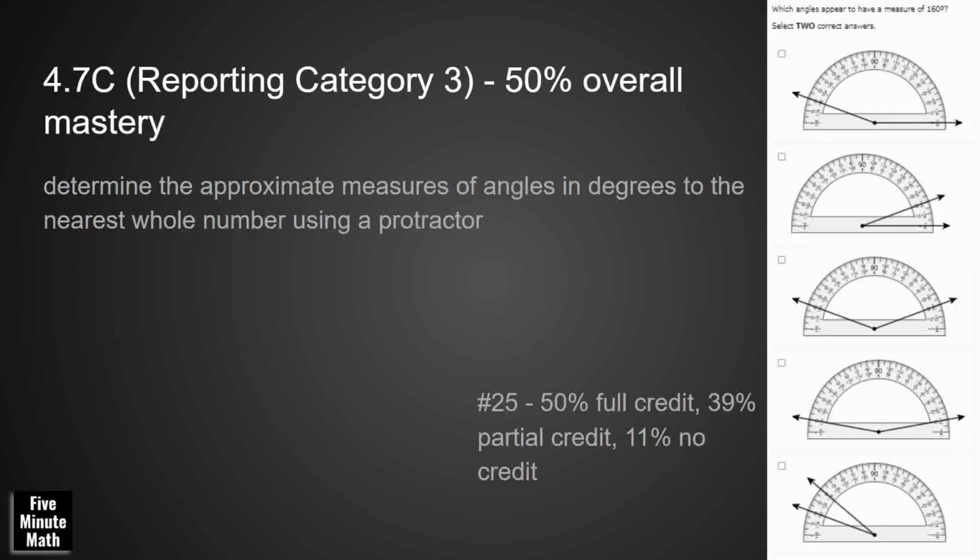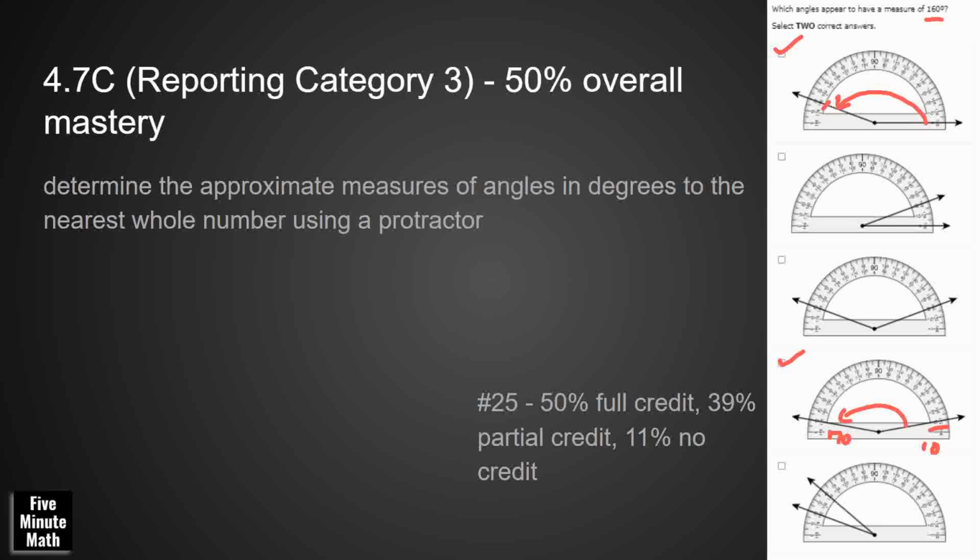50% overall mastery. We're trying to measure angles, in this case 160 degrees. So this first option is one of our correct answers. It's pretty simple. You got one ray on the 0. It opens up, goes straight to that 160. The other one here is going to be this one. It's going to go from 10 over here to 170 if I'm measuring right on the inside. And you have to find the difference to find your 160.